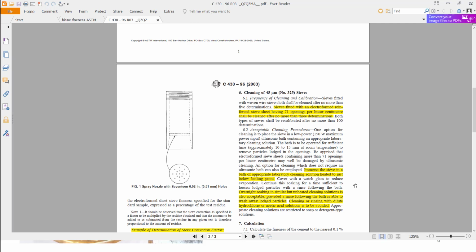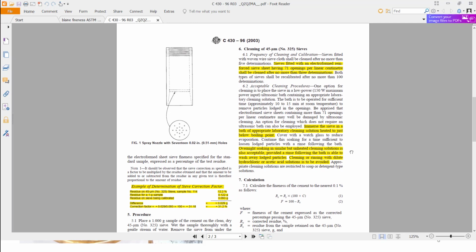For example, I have a standard specimen which has a fineness of 12%, meaning 12% retained on sieve number 325. Then you repeat these tests on that standard specimen. You get a value of 9.3. So a 9.3 value means it has a correction factor of 31.2.